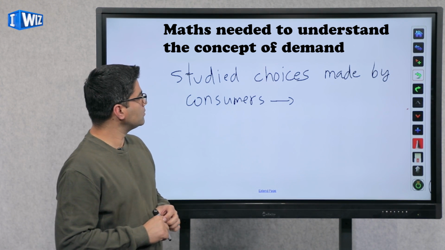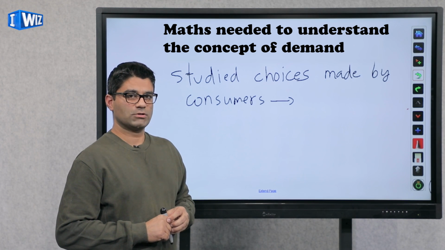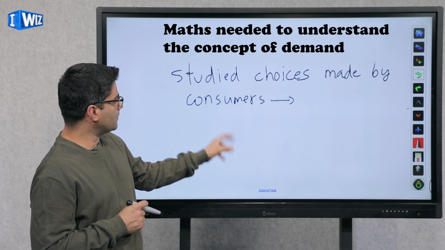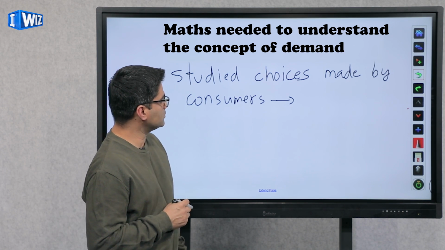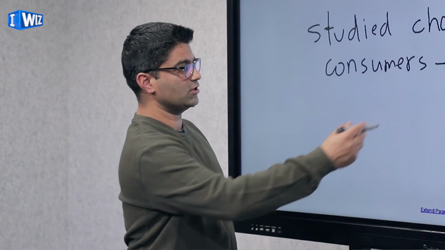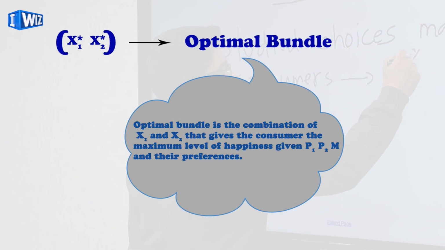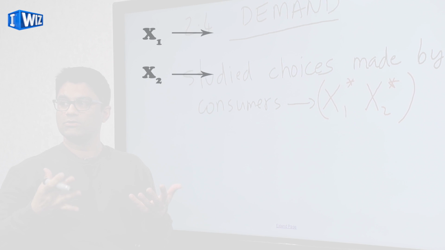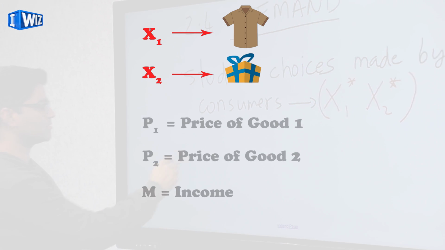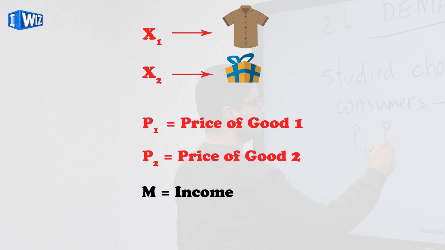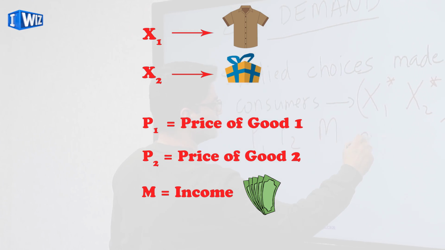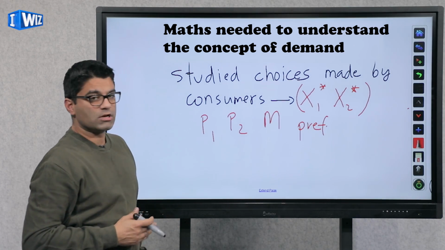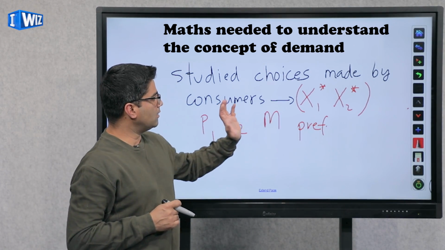Today we're going to talk about the next topic in the chapter, which is the concept of demand, a very important economic concept. So far in the past few videos, we've studied how consumers make optimal choices. The optimal bundle they choose, X1 star, X2 star, the stars just represent the choices of X1 and X2 that make you the most happy, given the parameters P1, P2, income, and your tastes and preferences. So given all of these parameters, we've talked about how we choose our most optimal bundle.